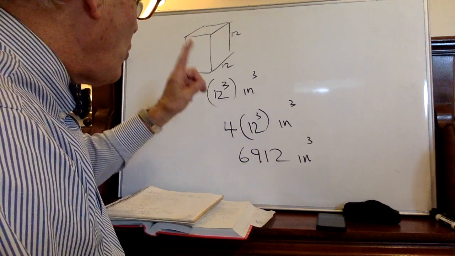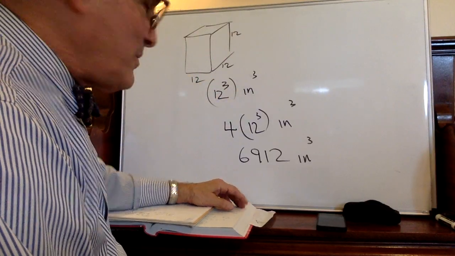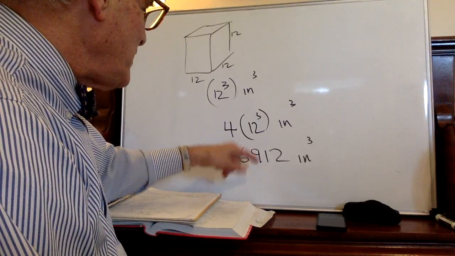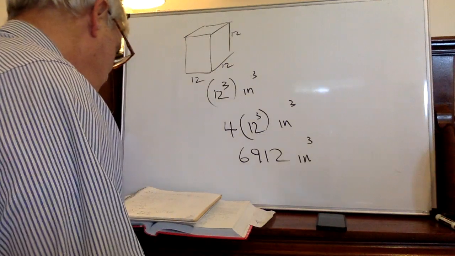Again, keeping in mind that 1 cubic foot would be 12 by 12 by 12. 12 times 12 times 12 is 12 cubed. 4 times 12 cubed, 6,912 cubic inches. Number 9.